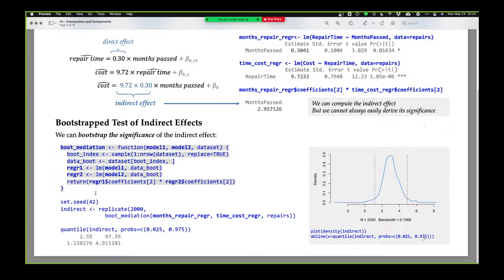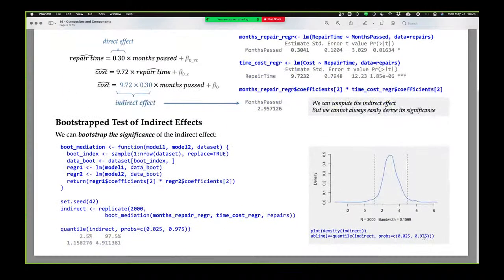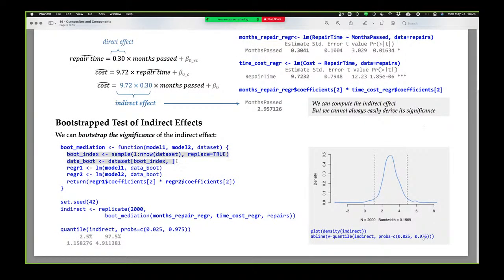So here's a bootstrap function. What it takes is two regression models: the model between the indirect and the mediator, and the model between the mediator and the outcome. You provide the data sets, and it randomly picks with replacement some of the data, and then it runs the two regressions with the bootstrapped data. Then it multiplies the two coefficients together and returns the result to you.